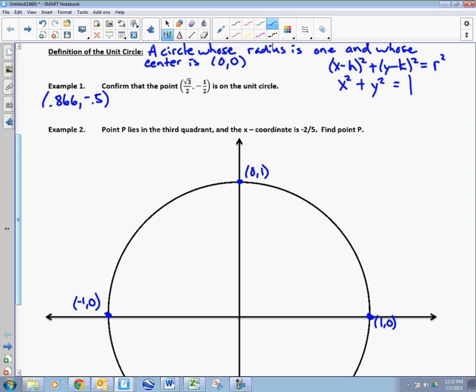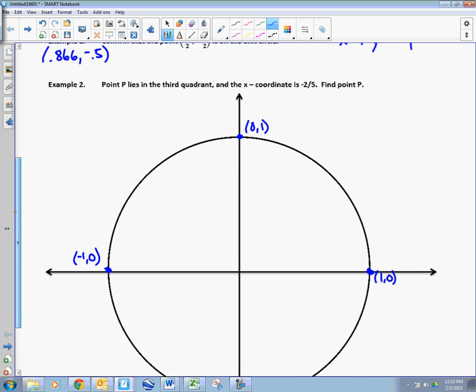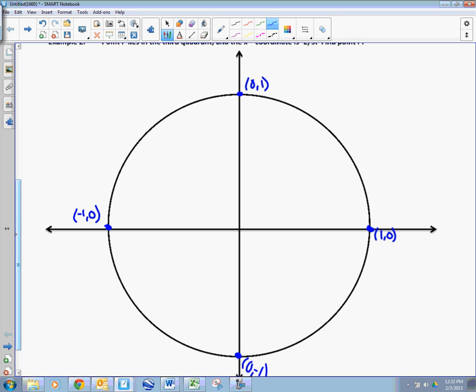Which quadrant is that in? It is not the second quadrant, and not the third, so the fourth. Over 0.866, something like this, and then down a half of a unit, so it'd be located somewhere around there. But we want to confirm that that's actually on the unit circle. So these are the types of values that you come up with that are on the unit circle.